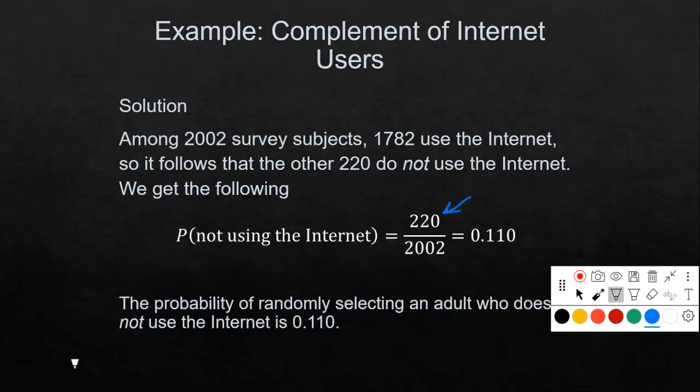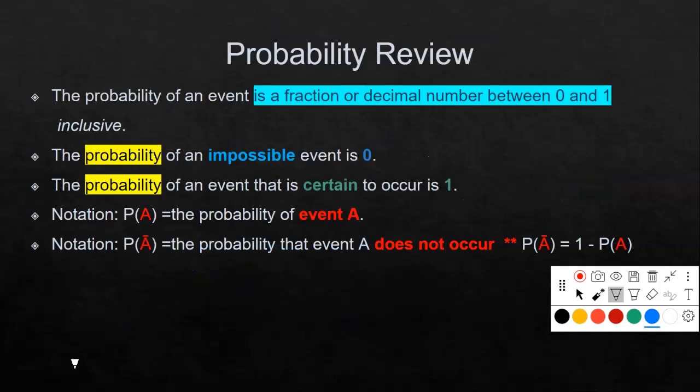Again, this 220 that they're using to represent the probability of not using the internet would be the numerator. Again, that came from the 2002 total people minus the 1782 that said that they do use the internet. If you took notes on this slide, that's this probability. The probability that they don't use the internet is just going to be 1 minus the probability that they do use the internet.